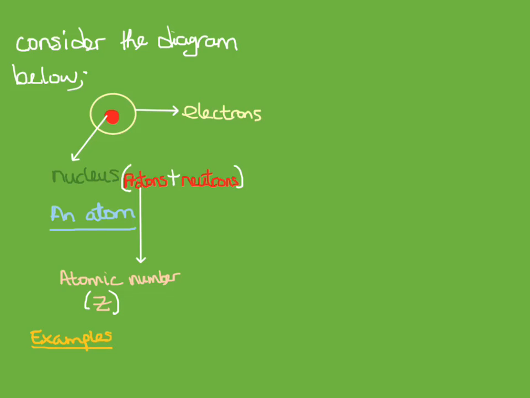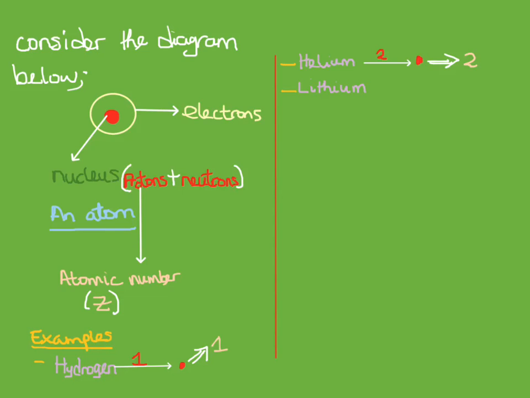Let's consider the following examples of some elements and their respective atomic numbers. We have hydrogen, which has one proton in its nucleus. Its atomic number is 1. Helium has 2 protons in its nucleus. Its atomic number is 2. For the case of lithium, which has 3 protons in its nucleus, its atomic number is 3.